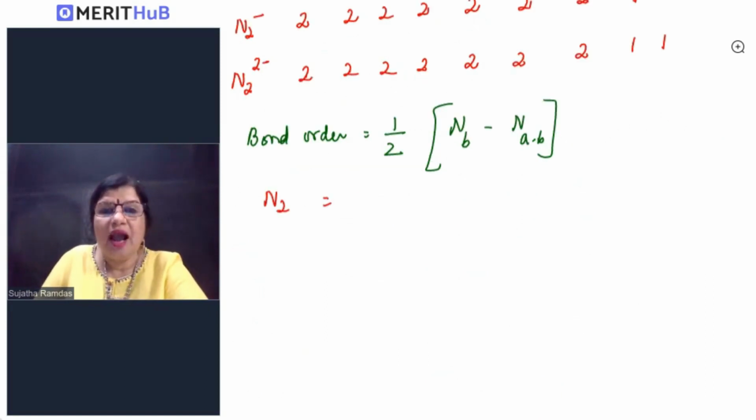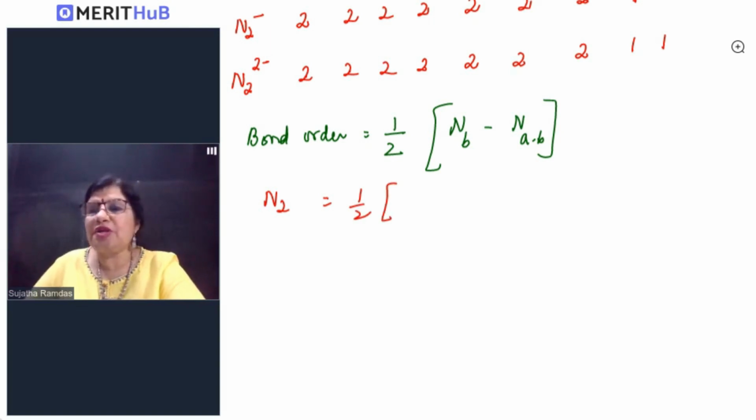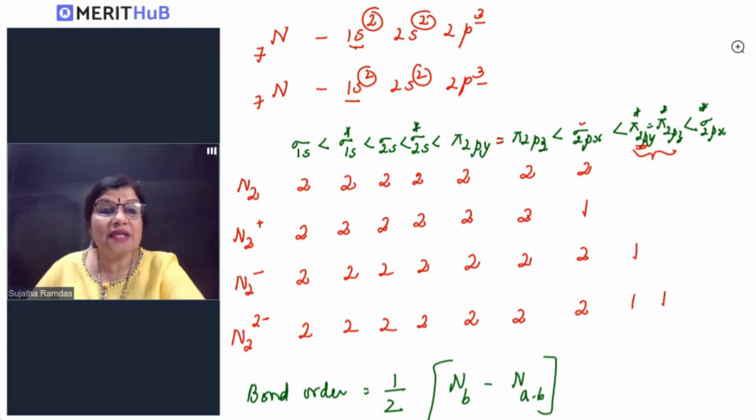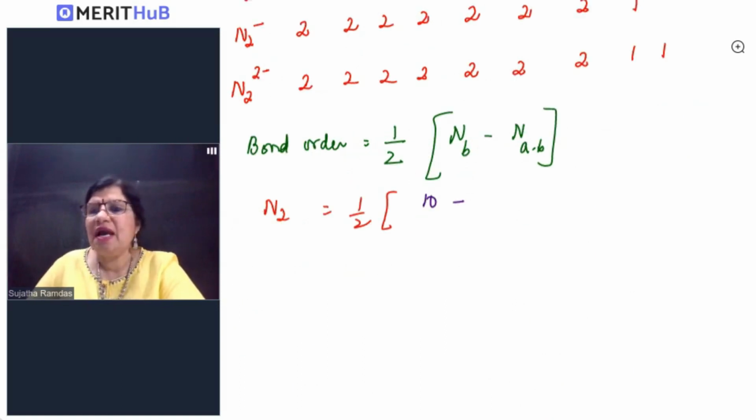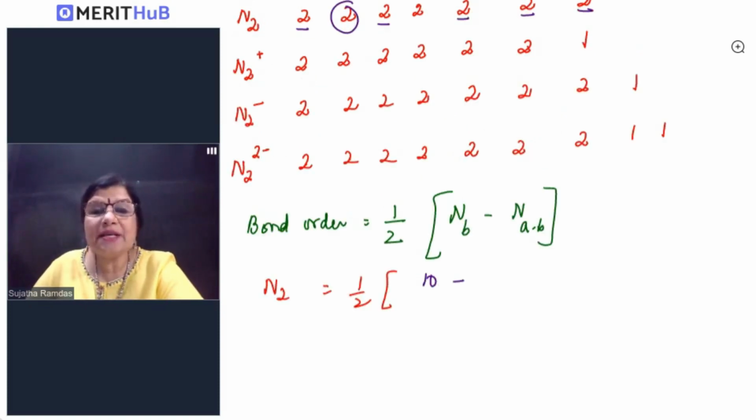Okay, nitrogen: half into, let's go to the distribution of electrons in the molecular orbitals. So let's focus on the ones without the star. Those are the bonding molecular orbitals. So I'll underline here with a different color. So 2 plus 2 plus 2 plus 2 plus 2. These are the bonding molecular orbitals. So 1, 2, 3, 4, 5. We have got 10 bonding electrons. 10 minus. How many anti-bonding electrons are there? Now these two are the anti-bonding electrons.